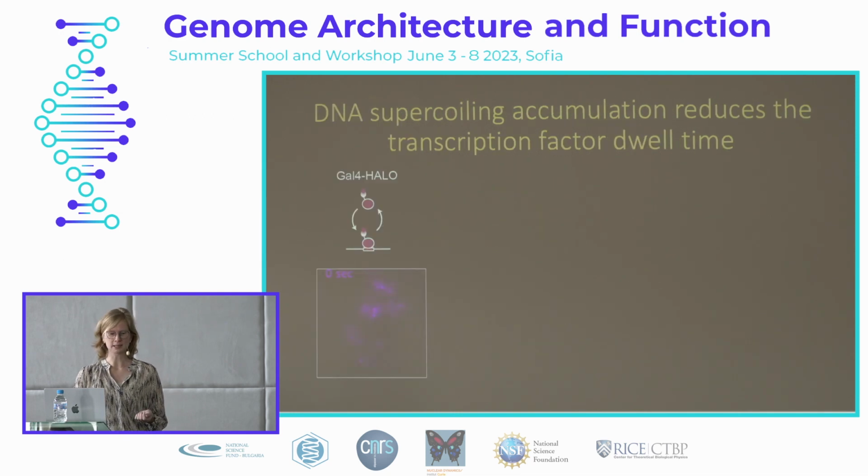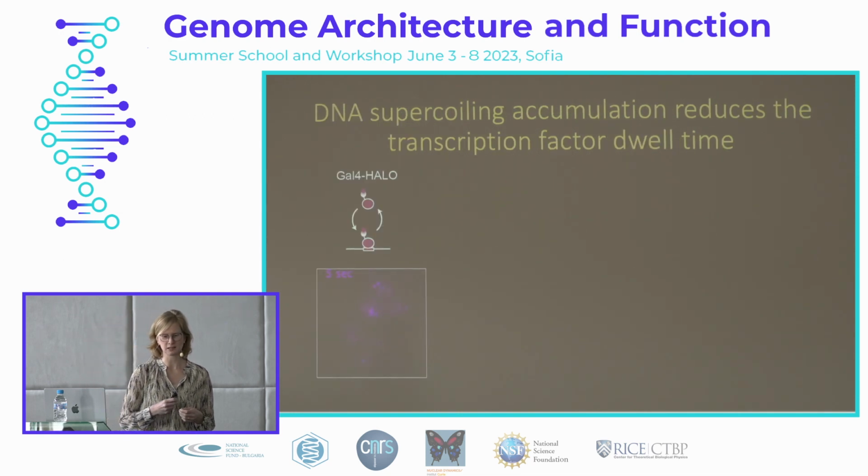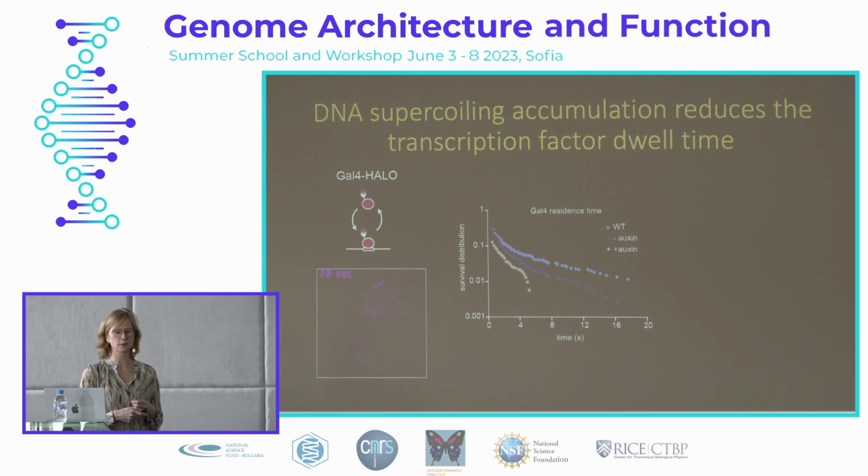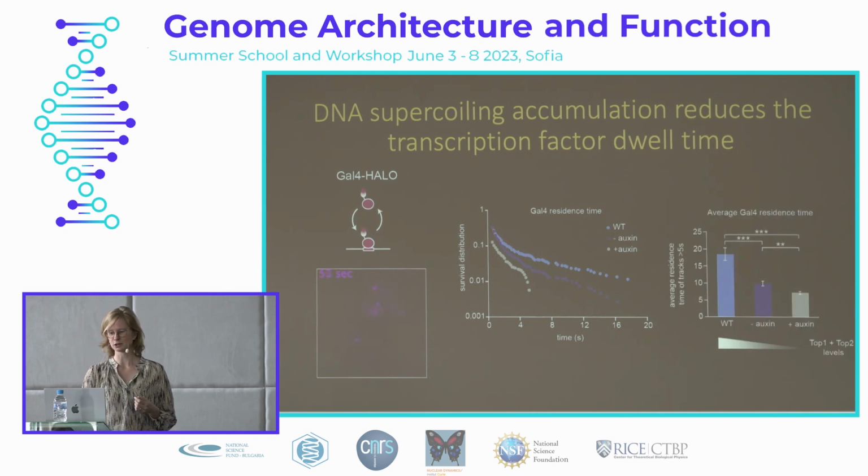To look at this mechanism of inhibition, we looked at the binding dynamics of the transcription factor GAL4. We tagged it with a Halo tag, and we looked at the dwell time of individual transcription factor molecules in live cells. This is the survival probability of the residence time. In blue you see wild type, and when we deplete topoisomerase partially or fully, you see that the residence time of GAL4 is reduced. You also see this when we quantify the average. So this means that when supercoils accumulate, there is a destabilization of the transcription factor, and very likely this results in a decrease of transcription activation.